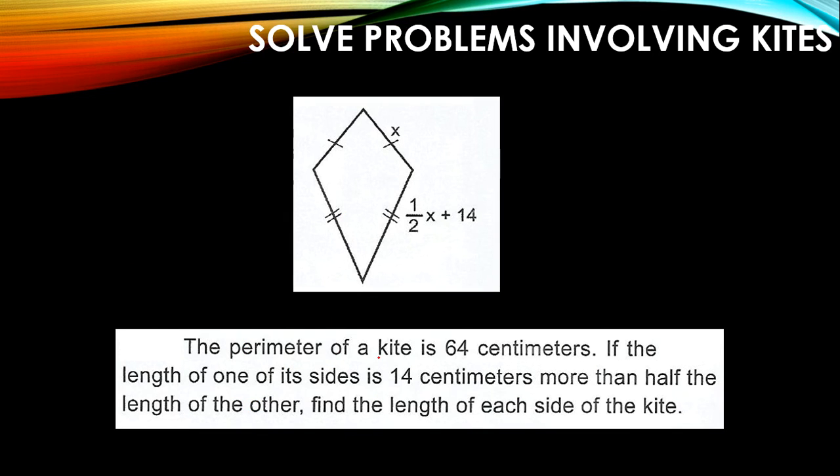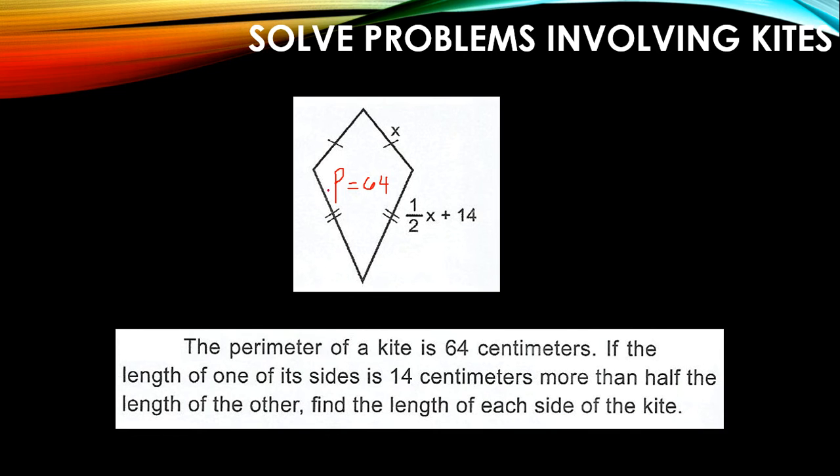The perimeter of a kite is 64 centimeters. So we are given a perimeter of 64 centimeters. If the length of one of its sides is 14 centimeters more than half the length of the other, find the length of each side of the kite.